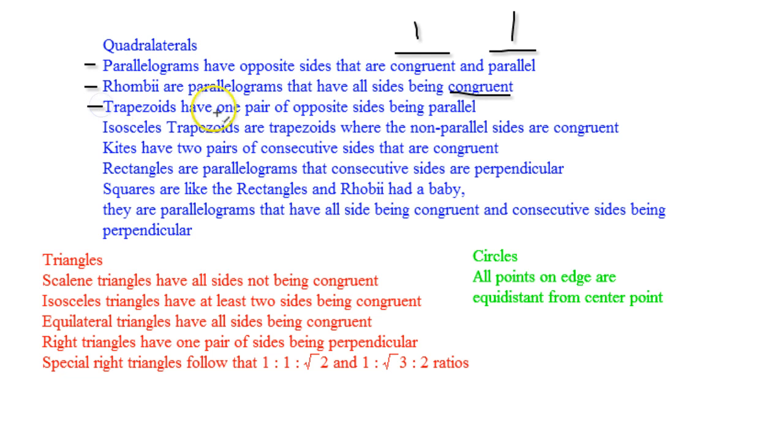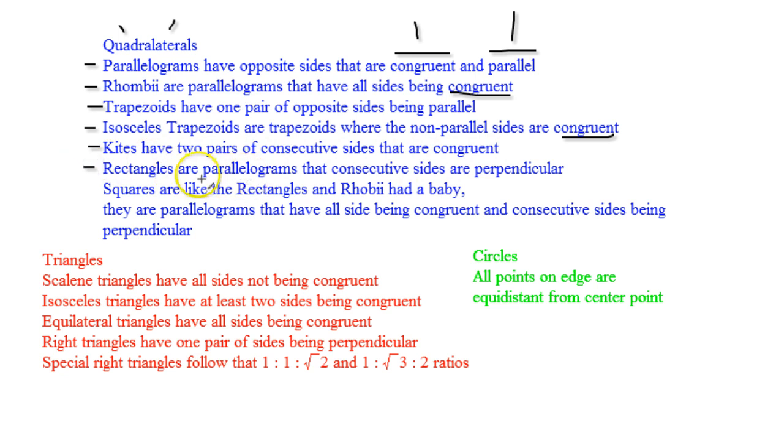Okay, trapezoids have one pair of opposite sides being parallel. Trapezoids are not parallelograms, I just thought of the rule next and that's what came up. So if you have a quadrilateral, first off it needs to be a quadrilateral for all these, and one pair of opposite sides are parallel, then you're dealing with a trapezoid. Now for an isosceles trapezoid, you need to know that they're trapezoids where the non-parallel sides are congruent. So that's the important part right there. Okay, kites have two pairs of consecutive sides that are congruent.